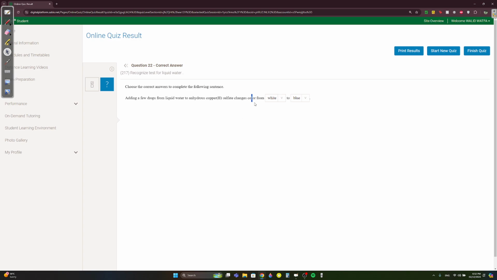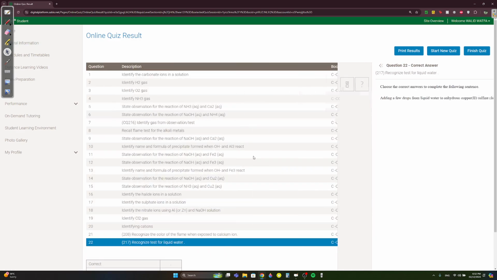It's a test for water. It's to test if the compound has water. If you're adding water, anhydrous copper sulfate changes from white to blue. You had to see the color change. I got it wrong. Anyway, we're done here.